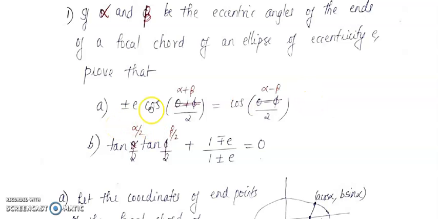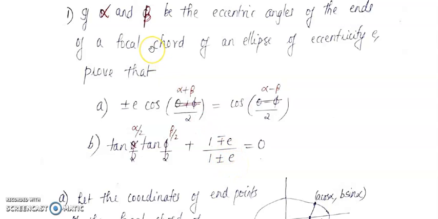the first part is plus or minus e cos((alpha plus beta)/2) equals cos((alpha minus beta)/2). And the second part of the question is, you need to prove that tan(alpha/2) tan(beta/2) plus (1 minus or plus e)/(1 plus or minus e) is equal to 0.